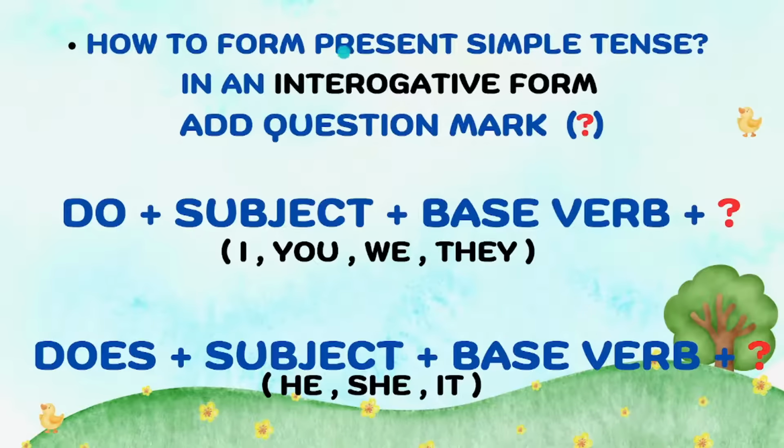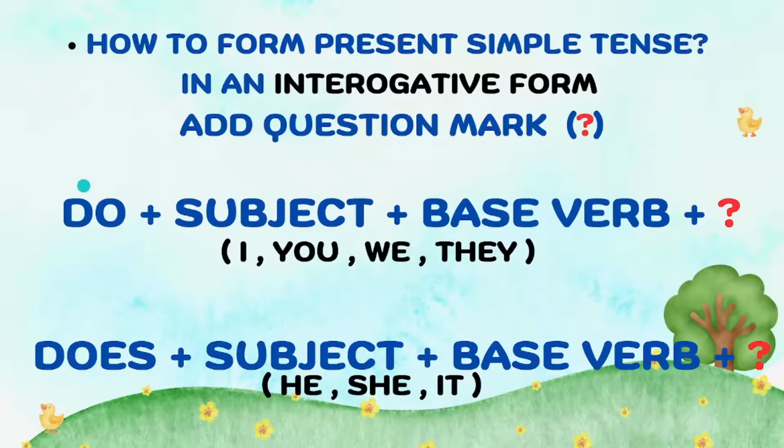Again, when we say present, it's happening now. And when we say simple, as I said before, it's all about the basic. So, how are we going to make a sentence in interrogative form or in a question form sentence? Okay, we will just follow this tip or rule.